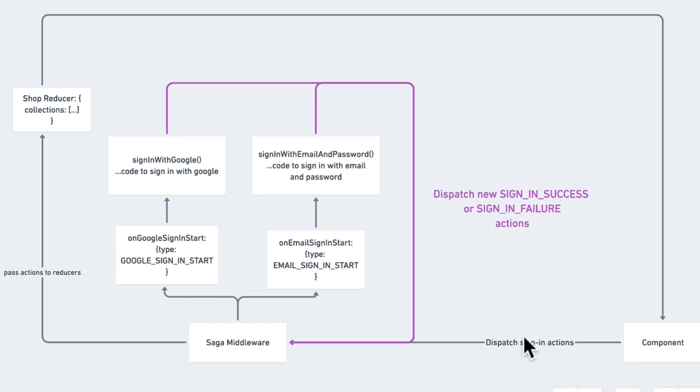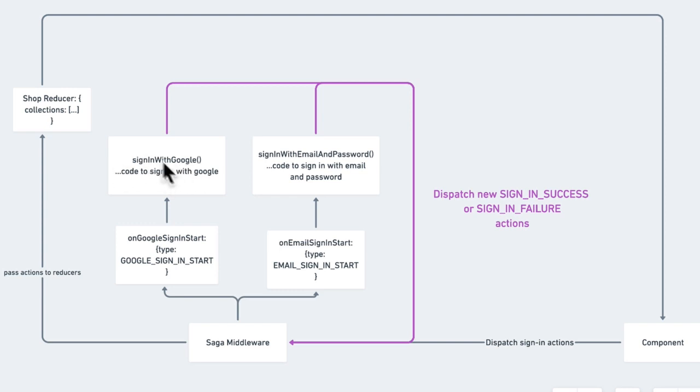So those actions go into our Saga middleware, and our Saga middleware will pass all of those actions to all the sagas. Now, we happen to have an on Google sign-in start saga that is using takeLatest on Google sign-in start. So the moment it hears that Google sign-in start action, it's like, oh, okay, I'm going to take this, and then I'm going to call my sign-in with Google saga, right?